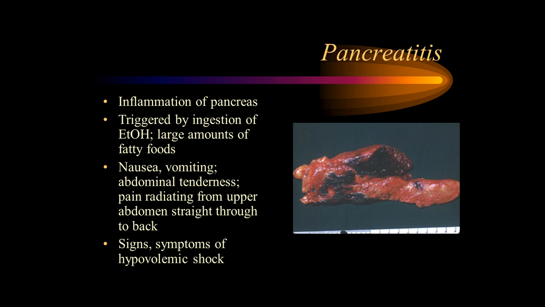Inflammation of the pancreas triggered by ingestion of alcohol or large amounts of fatty foods. So people who are chronic drinkers can kill their pancreas. Nausea, vomiting, abdominal tenderness, pain radiating from upper abdomen straight through to the back. Again, the pancreas sits up kind of high under your xiphoid, so it can be really difficult and confusing to call it pancreatitis, or is it referred chest pain. It's kind of in that no man's land of, it kind of depends on your patient.